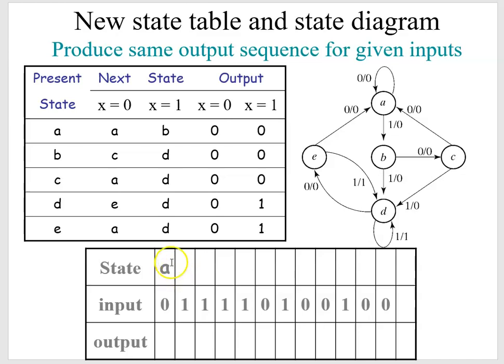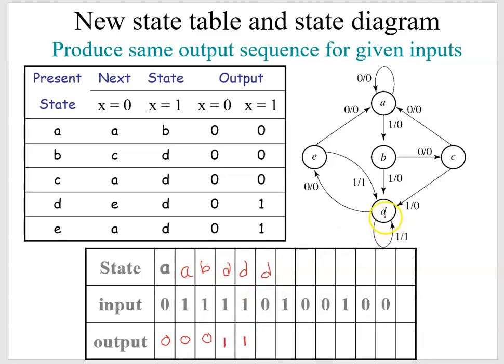So we need to go through this again and make sure we have the same. If we start in state A and our input is 0, our output is 0, we still go to A. In state A, our input is 1, our output is 0. We go to state B. If our input is 1 now, our output is 0, and we go to state D. If we're in state D and our input is 1, we stay in state D and our output is 1. In D with a 1, we stay in state D and our output's a 1 again, right?